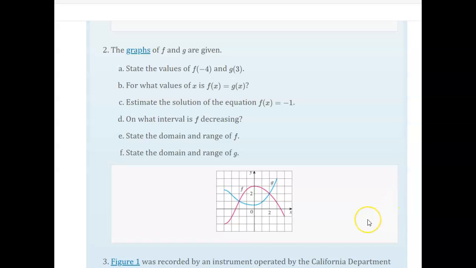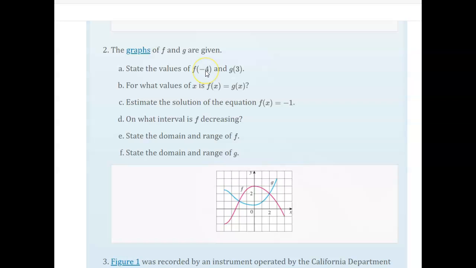This is section 1.1 in Math 120. The first concepts we have are function values. Remember that y is equal to f of x, and we're looking for decreasing in domain and range. So if we look at graphs like this for f and g, they're given here.